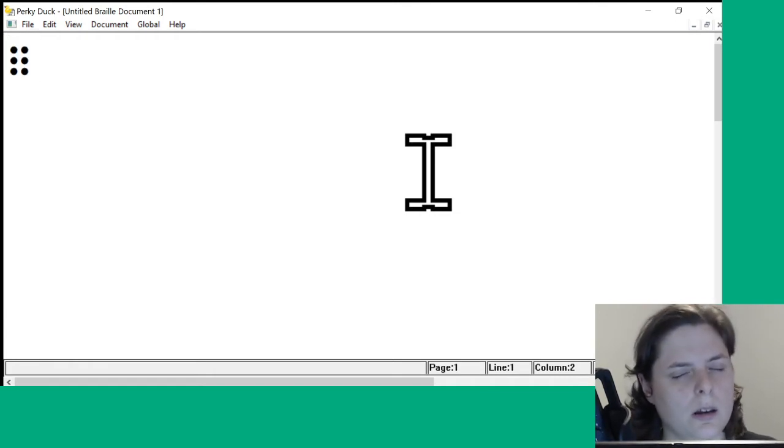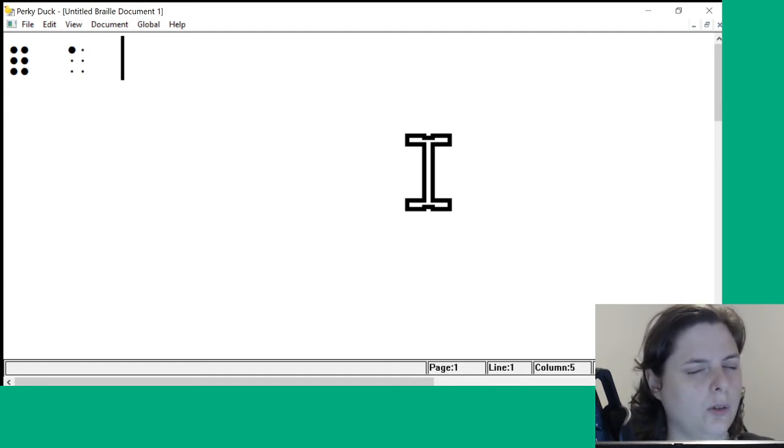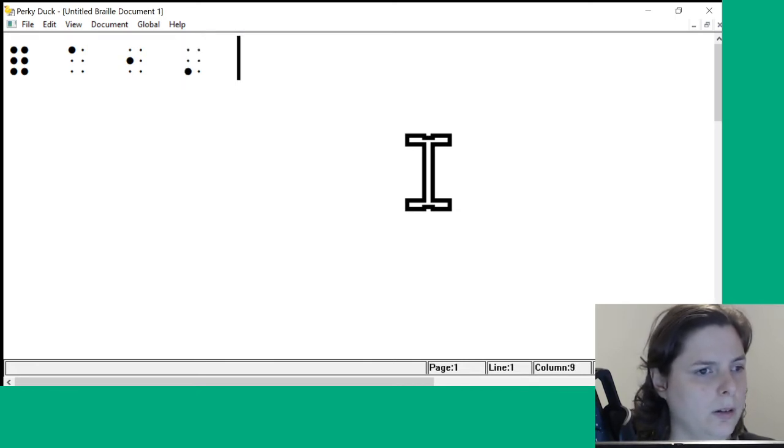Dot 1 is the top left. Dot 2 is the middle left. Dot 3 is the bottom left. Dot 4 is the top right. Dot 5 is the middle right. And then dot 6 is the bottom right.